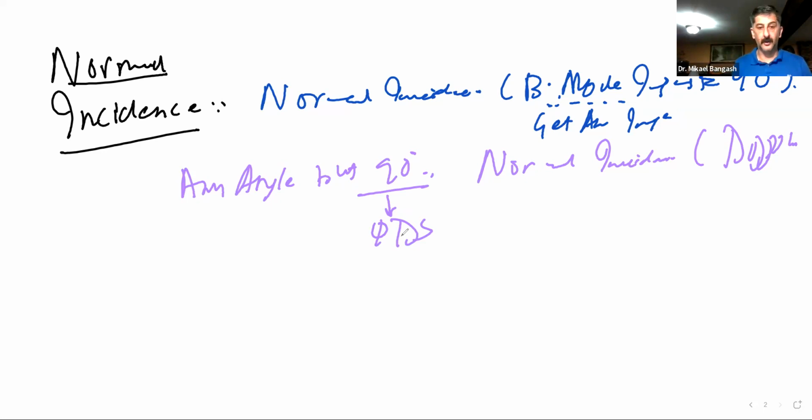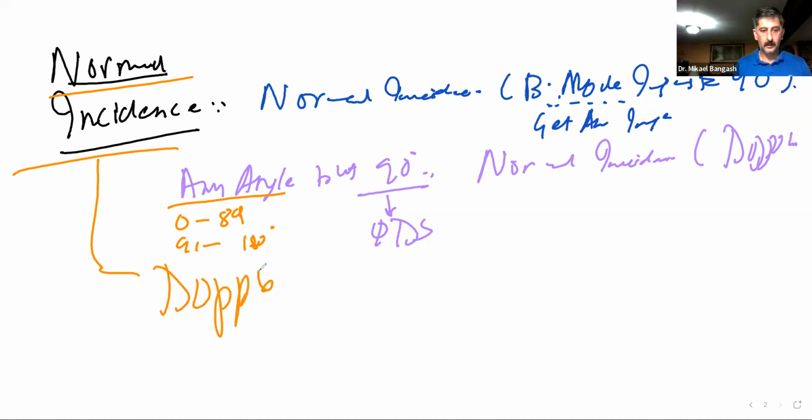So that's why we say any other angle but 90 degrees, which is anything between 0 to 89 degrees, and 91 degrees to 180 degrees, will be what we could call the normal incidence angles for Dopplers. Did that make sense? Yes. Okay, thank you.